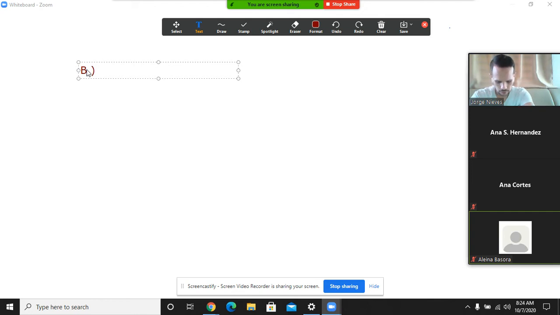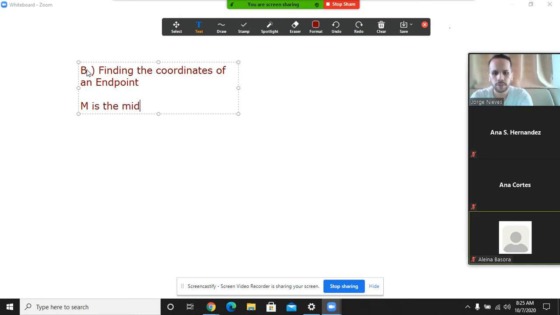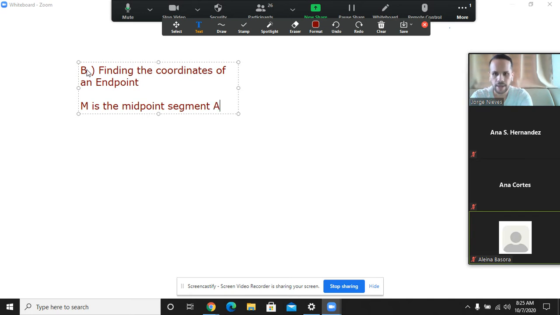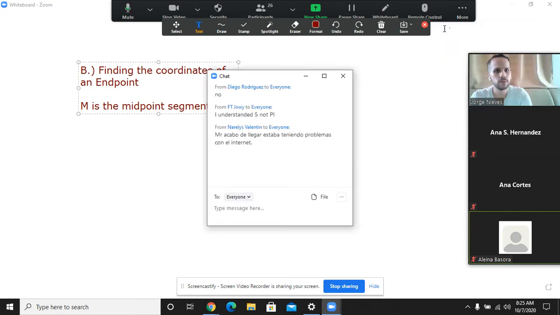It says the following. Finding, okay, we're going to be finding the coordinates, but in this case, of an endpoint. Okay, so it's going to be a little different. We're going to see that in a couple of seconds. Okay. So we got this problem that says M is the midpoint. Okay, so I'm going to give you the midpoint. M is the midpoint of segment AB.